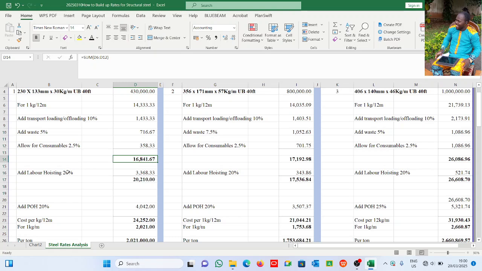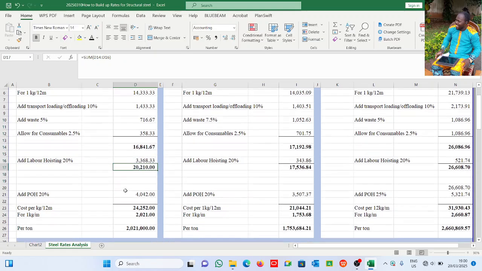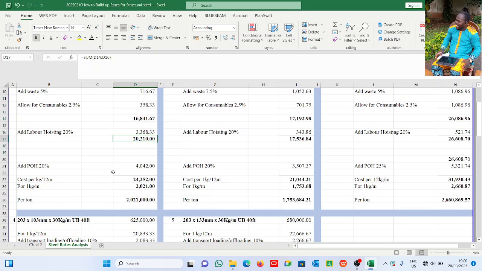Of course I need to hoist. I need to put the steel sections in position, say 20%. So if I add this, and I add my profit and overhead, say 20% also. Now profit and overhead varies.